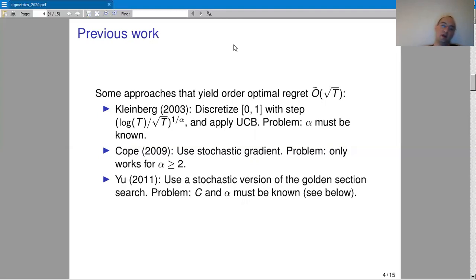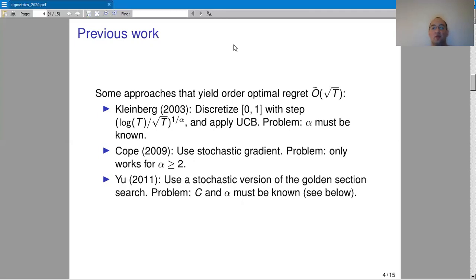Okay. And finally, a last method that is proposed by Yu and Mano is a stochastic version of the golden section search, or an algorithm due to Kiefer. However, one must know C and alpha as well. So the conclusion is that if C and alpha are known, the problem is pretty much solved. We can get order-optimal regret by any of those methods. However, if the smoothness is unknown, and in practice it is typically unknown, then we pretty much do not know what to do.